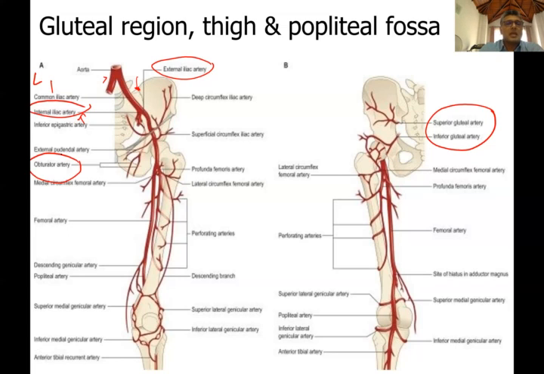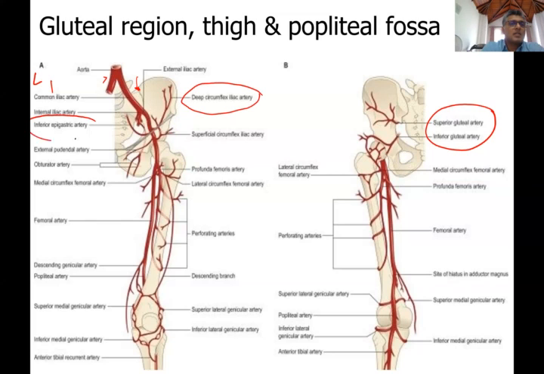Then the external iliac artery, on the other hand, passes posterior or deep to the inguinal ligament, and at that point, just like the axillary artery is formed from the subclavian artery at the outer border of the first rib, the external iliac artery becomes the femoral artery distal to the inguinal ligament. Before it passes beyond the inguinal ligament, it gives a few branches that supply the anterior abdominal wall.